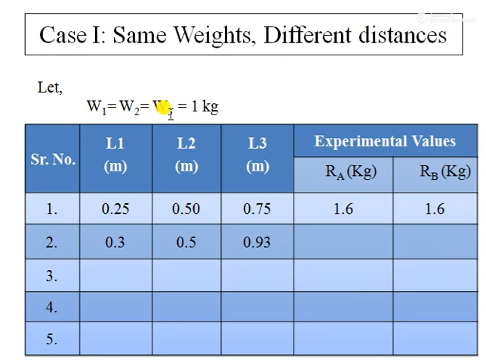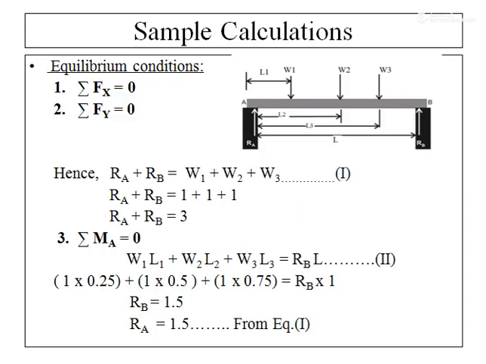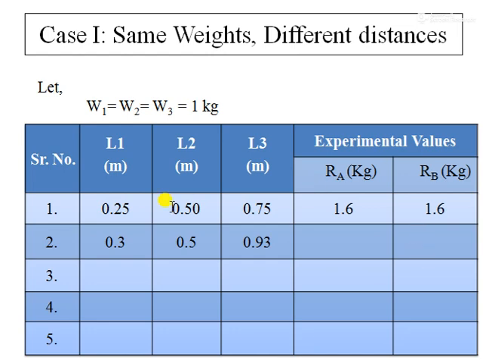So W1, W2, W3, the weights acting on the beam, will be the same. Let us suppose that we have thought of adding 1 kg each for W1, W2, W3, and they are placed at distances of 0.25, 0.5 and 0.75 meters. Let me remind you once again that the whole length of this beam is 1 meter, and we have taken the values of W1 at 0.25, W2 at 0.5 and W3 at 0.75. Now, this is our first set of readings.